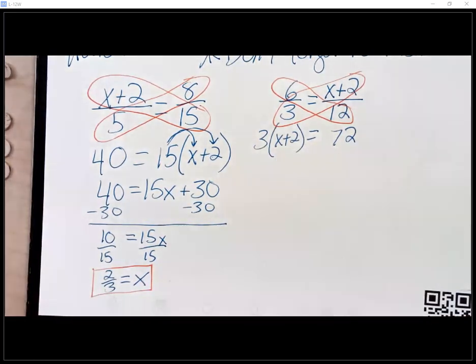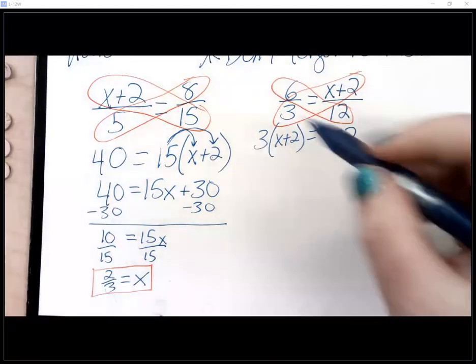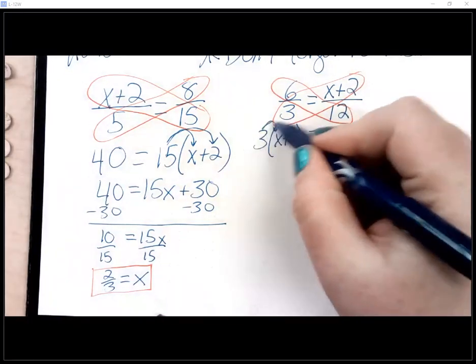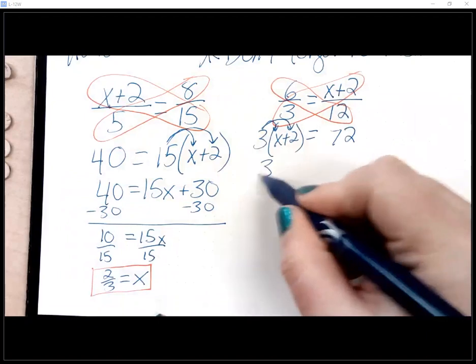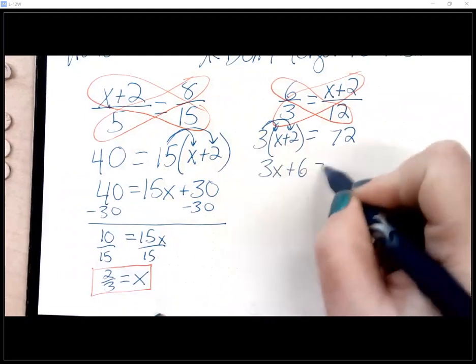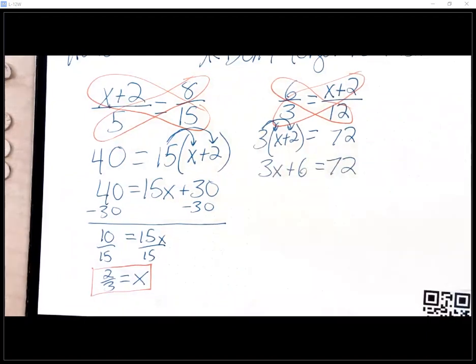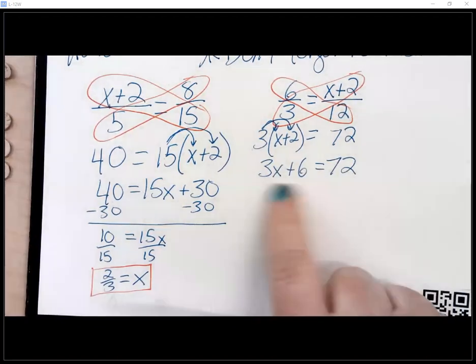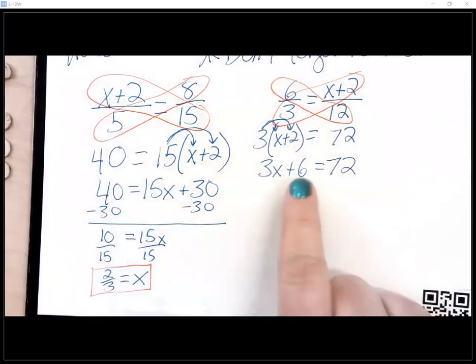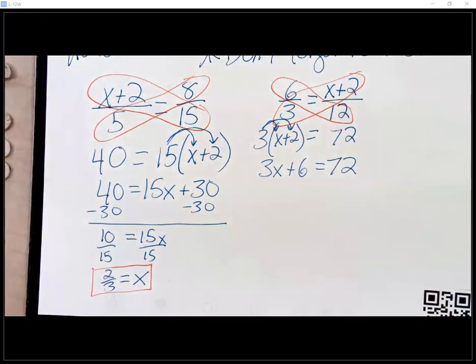So now I gotta distribute that 3. So let's do 3 times x and 3 times 2. 3x plus 6. So if you did this problem out, please make sure that somewhere you have 3x plus 6 equals 72. If you don't, then you did not distribute.